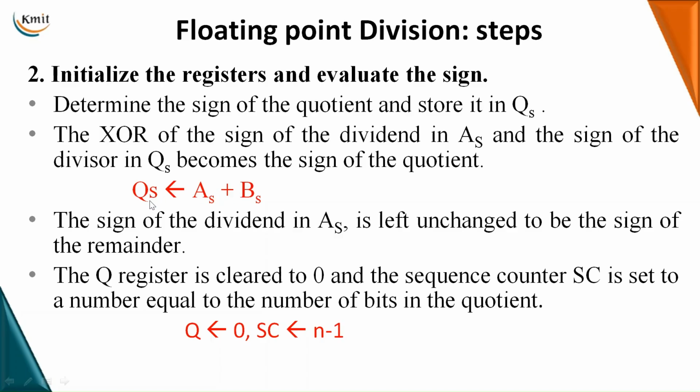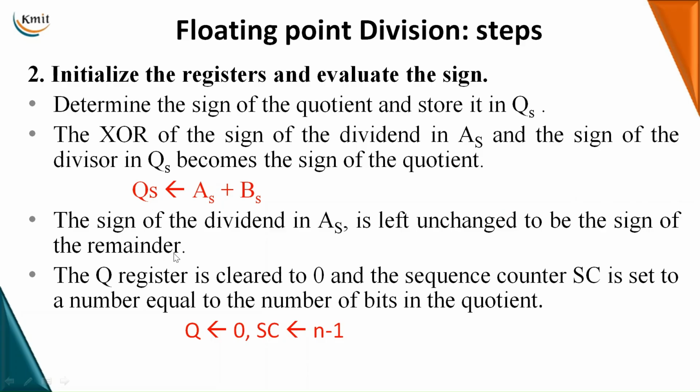The sign bit of your quotient will be negative, which is a 1. If both the signs, dividend and divisor, are the same, either plus or minus, then you get your quotient as positive. If either sign bit of the dividend or the divisor is a 1, then the sign of your quotient becomes 1, which is a negative value. So the sign is negative. The sign of the dividend in AS is left unchanged to be the sign of the remainder.